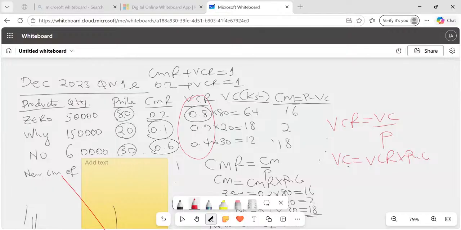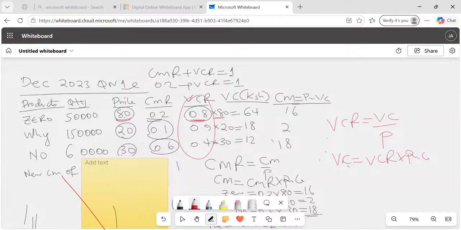This is what we did to be able to get this VC. We took the VCRs here times the selling price of each unit. For example, for 0, the selling price is 80, so we took 0.8 times 80. Here we took 0.9 times 20. Here we took 0.4 times 30, and we were able to get the VCs in Kenya shillings.